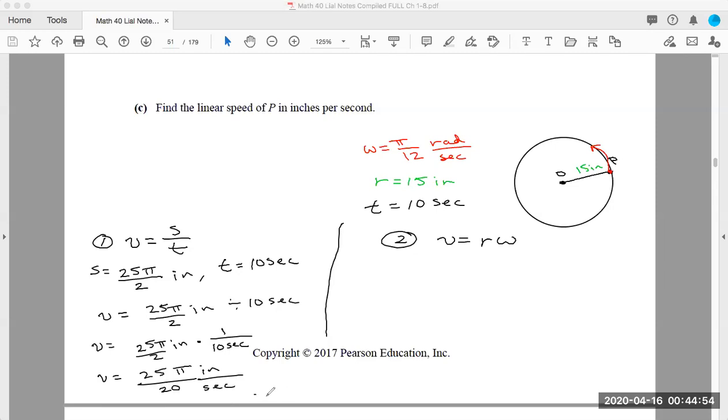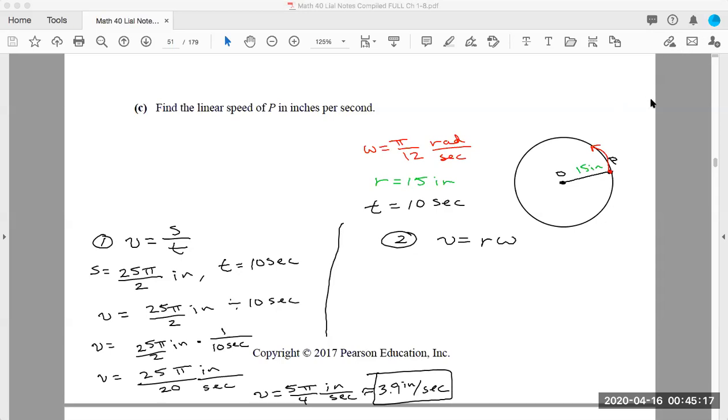Which is 5 pi over 4 inches per second. Again, it's kind of weird to use an exact value for your final answer for a linear speed. So go ahead and find the approximation. It's about 3.9 inches per second.